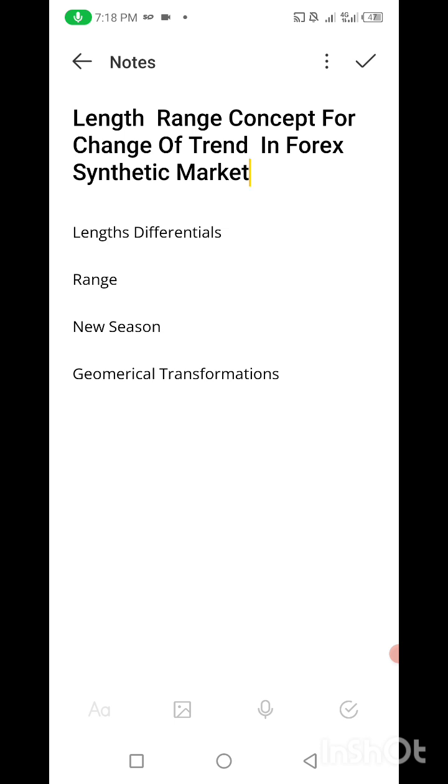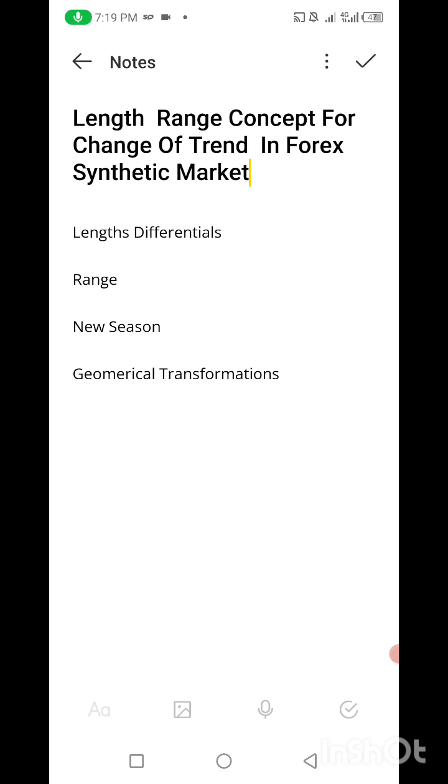So the subtopics or the things that we're going to be discussing include lens differentials, range, new season, and geometrical transformations. So these 4 important points will be discussed and directly applied on MT5. So it's more of practical than theory.